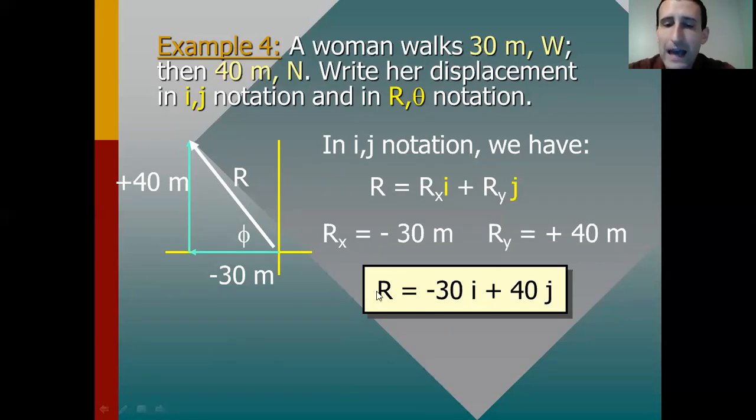And that's a really handy way to do it, as we're going to see in a moment, if we have multiple vectors that we want to put together. This is a really helpful way to have it written. The R theta is maybe more intuitive to say, well, how far is she really from where she started and in what direction? This might be more intuitive to say, well, she's 50 meters away at such and such angle, but this is more useful for us when we go to combine vectors.